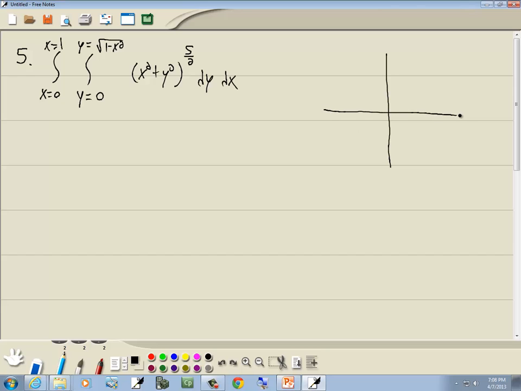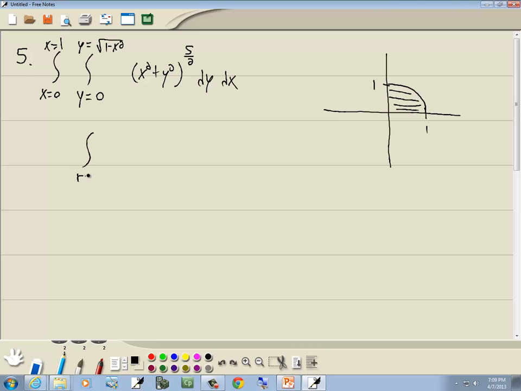And from the picture it'll be pretty obvious the setup. X equals 0 to x equals 1. Then this is normally a half circle of radius 1. But since we're only looking from x equals 0 to x equals 1, we're only looking at this piece right here. So this is what we're dealing with.